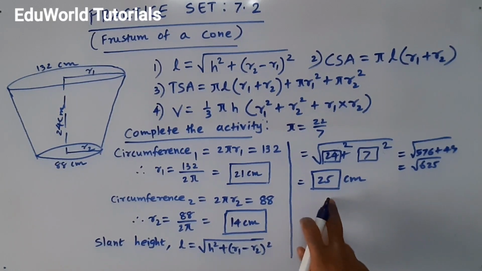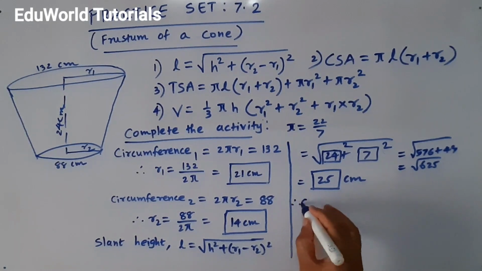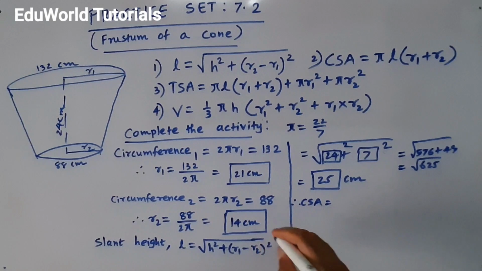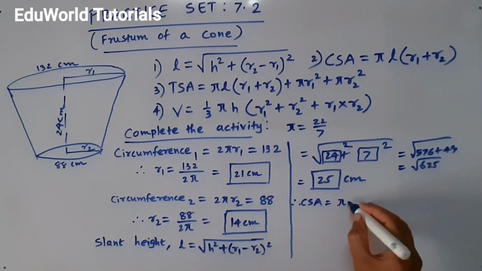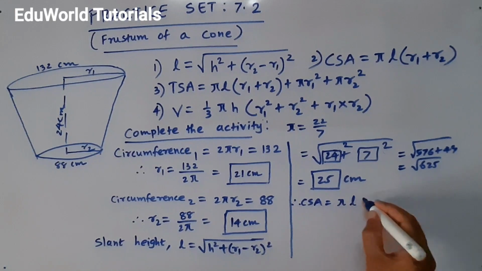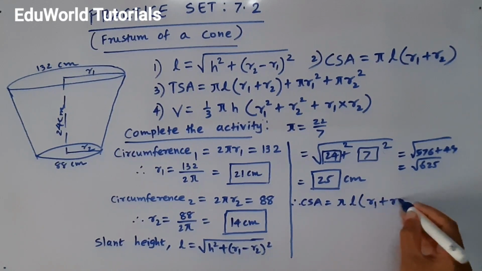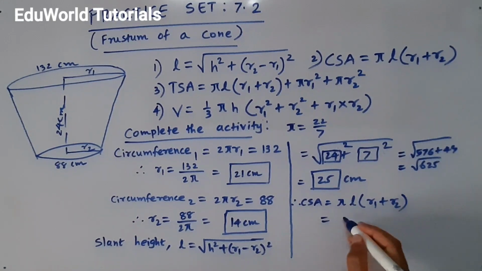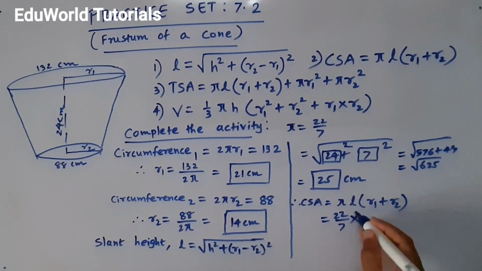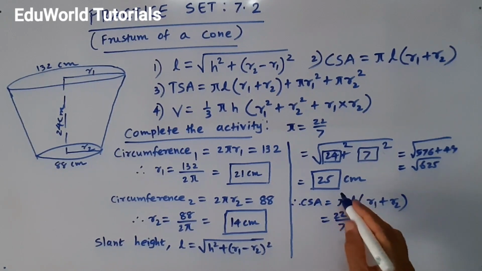Now they have given the further activity of finding the CSA. Therefore CSA, they have written full form, curved surface area of the frustum is equal to, what is the formula? Pi L (R1 plus R2). You can see the formula here, curved surface area. Let us put the value. Pi they have already given 22 by 7, 22 by 7 into L is 25 that we got here.